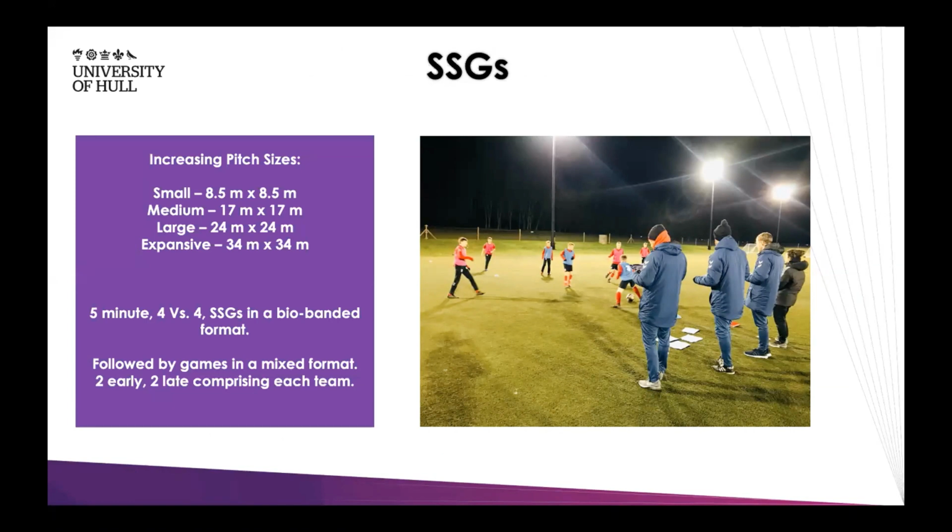So basically what would happen in the bio-banded games, we'd have 2 teams per group. As an example, if I was put into early 1, my 3 bio-banded fixtures would be against early 2, late 1 and late 2, and then obviously the same for everyone else. And then on mixed games, each team was comprised of 2 early and 2 late maturers.